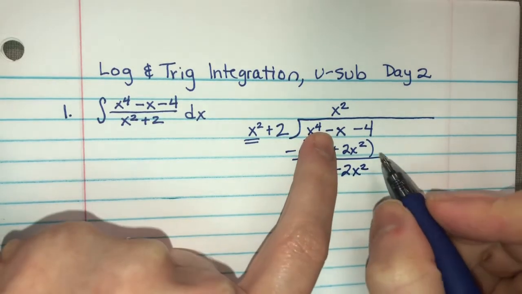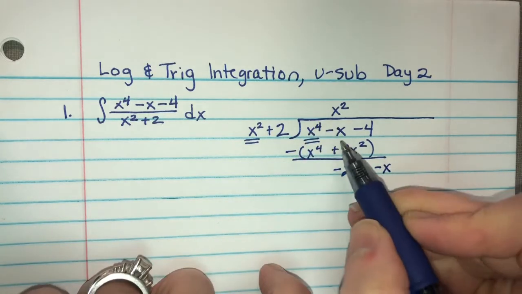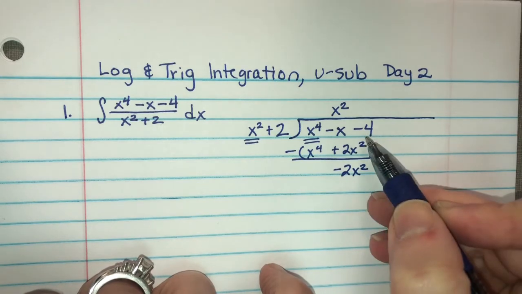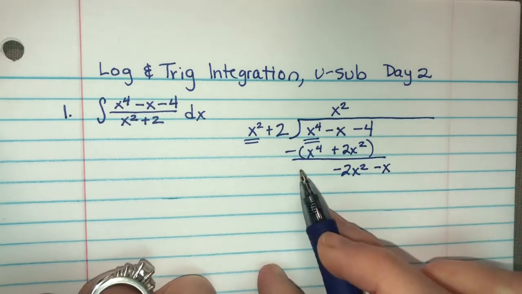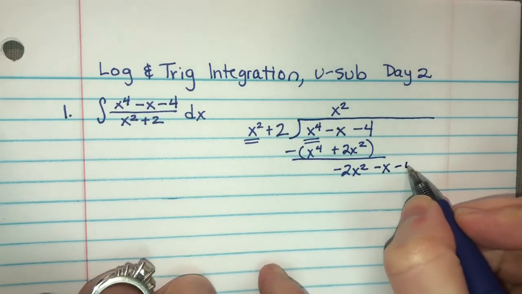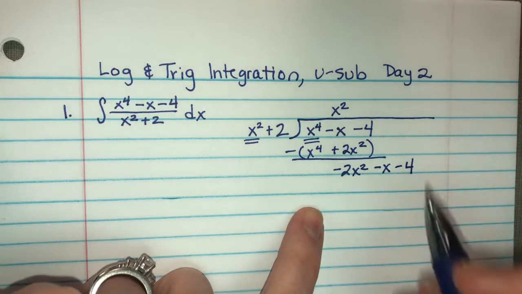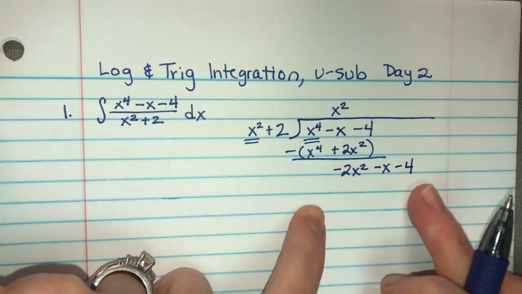And then there's not a linear term here, so we just bring down the minus x, because it's like negative x minus 0. And also the same with the negative 4, the constant term. Negative 4 minus nothing is negative 4. So now we're going to basically start this process over again. This is what we're dividing.